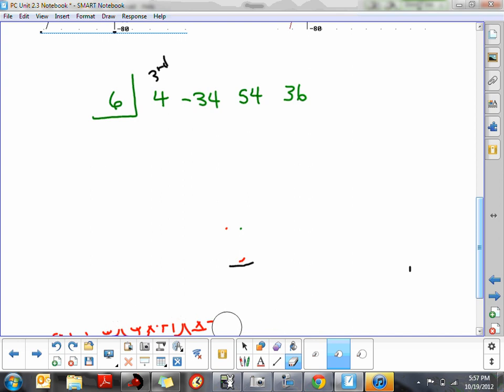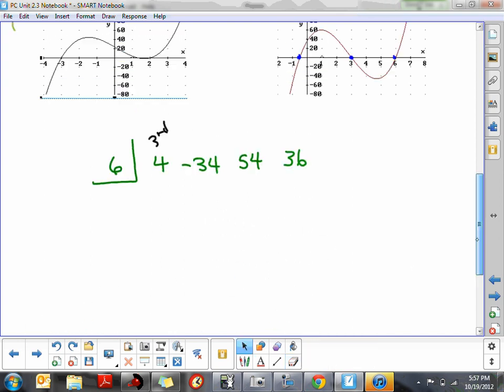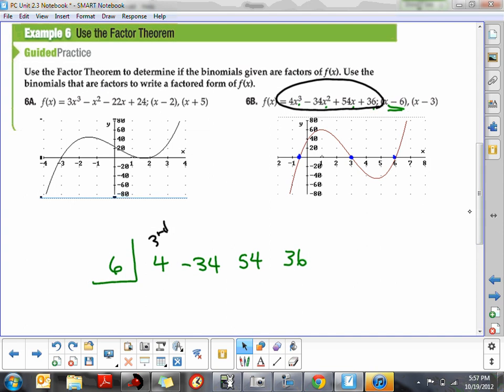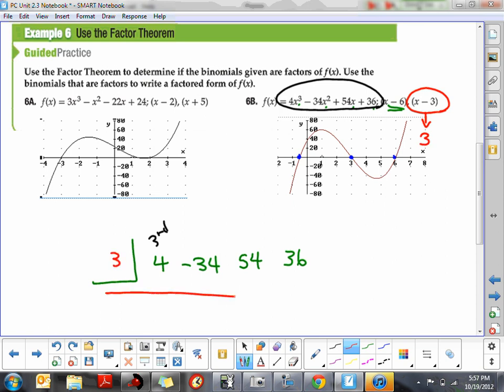I'm going to go back and show you that if you would have used the x minus 3 first, just because the x minus 6 came first, maybe someone will want to do the x minus 3 first. So if x minus 3 is the factor, 3 is the related root. Bring down the 4. 4 times 3 is 12. 12 and a negative 34 is a negative 14.